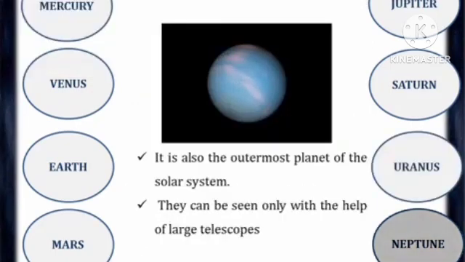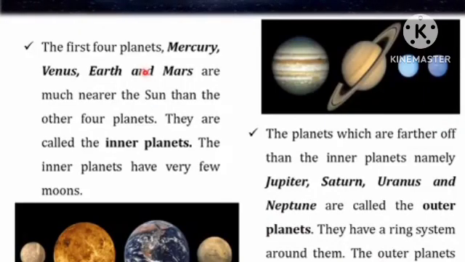The last planet is Neptune. It is also the outermost planet of the solar system, and it can be seen only with the help of large telescopes. Now, the first 4 planets, Mercury, Venus, Earth and Mars, are much nearer to the Sun than the other 4 planets. Hence, they are called inner planets, and all inner planets have very few moons.